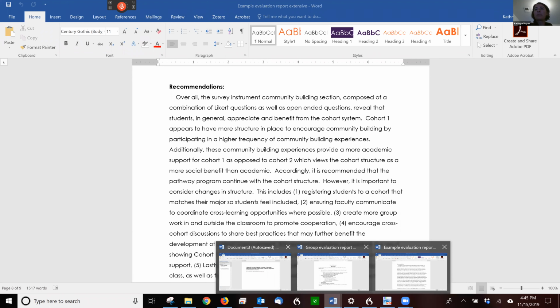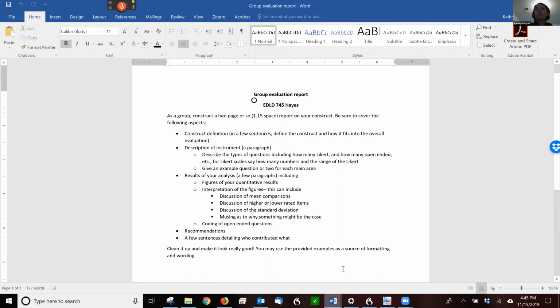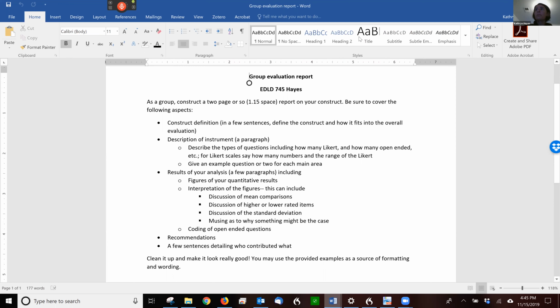So if I toggle back to the assignment, you can see where they describe the instrument, right? They looked at Likert, how many open-ended, etc. The range of the Likert scale, and they gave some example questions. They gave their figures. They interpreted the figure, right? So they discussed the means, higher and lower rated items, the standard deviation, and they talked about what's going on. And they gave their open-ended questions, right? And then they gave their recommendations. What we haven't gone over is a few sentences about who contributed what, but that's kind of separate from the general report. So there you go.